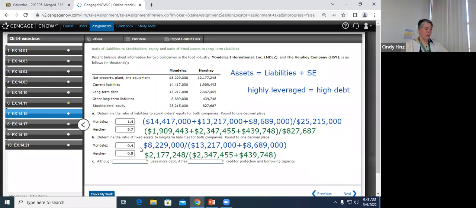And then looking at Part B, the ratio of fixed assets to long-term liabilities, Hershey also has twice that ratio of Mondelez. And so they have a great deal of fixed assets compared to their liabilities, much more so than Mondelez does. So if we look at letter C here, we can fill in the blanks now. Hershey uses more debt, relatively more, dollar for dollar. No, Mondelez has a great deal more debt, but they're a much larger company. So although Hershey uses more debt, it has slightly stronger creditor protection and borrowing capacity, and you can tell that because of this ratio of fixed assets to long-term liabilities being much higher.